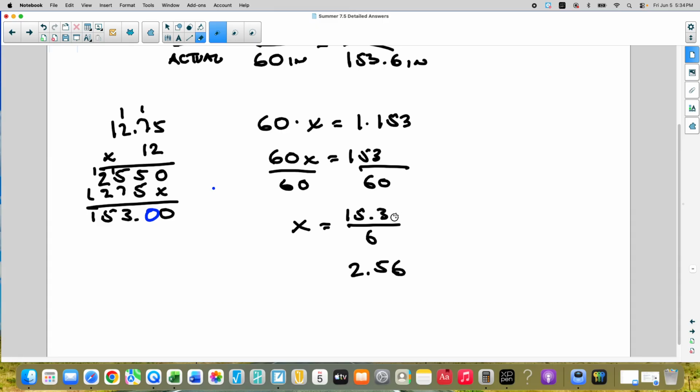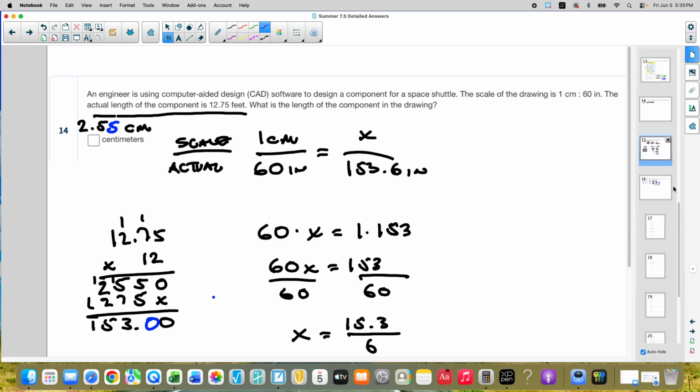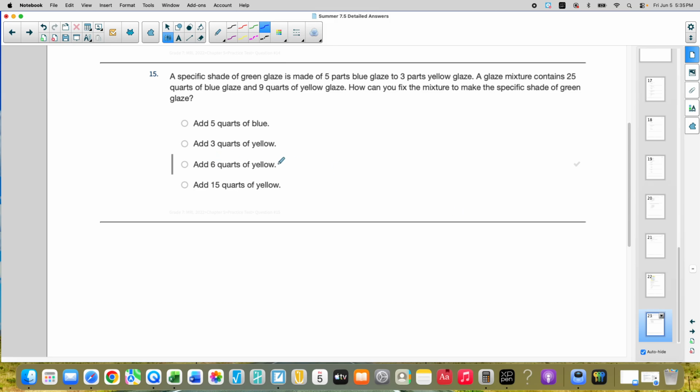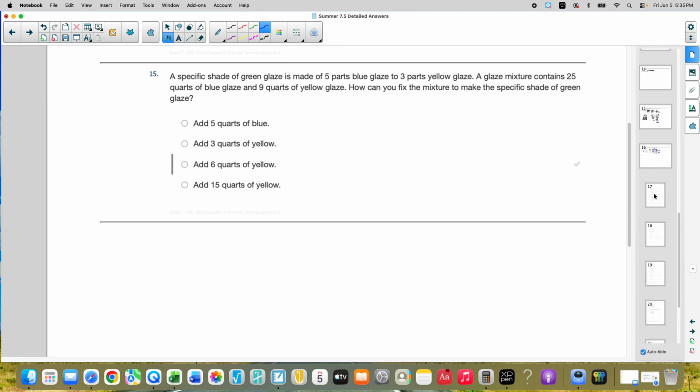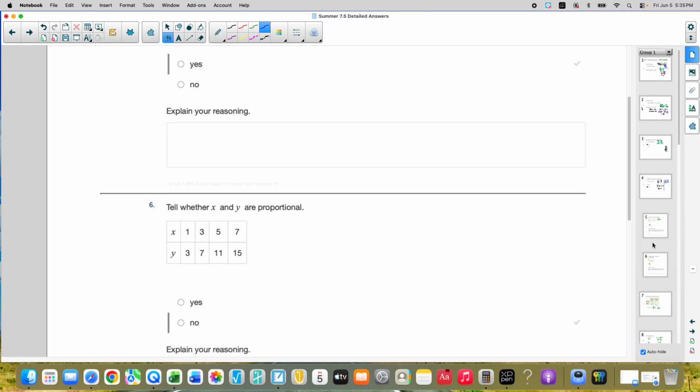That's that. And then we would get 0.55. Sorry. Okay. We fixed that one. Let's fix that too. That should be a 5. 5 centimeters. Okay, let's go back. That's 14. And the last one, 15. What is 15? Yeah, 6 quarts. We said that. Yep. And then I think I got number 6 wrong. Didn't I say yes for 6?